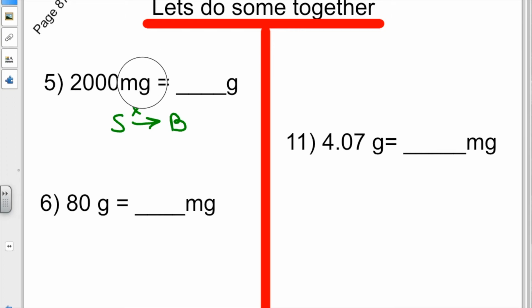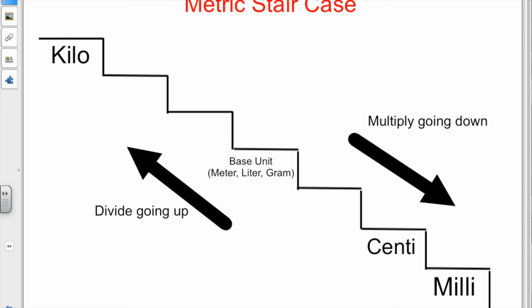I'm sorry, small to big, we divide. We divide. So what do we divide by? 2,000 milligrams up to grams. Boys and girls, please use your metric staircase to try and figure out what we need to divide by since we're going up the metric staircase. What do we need to divide by?